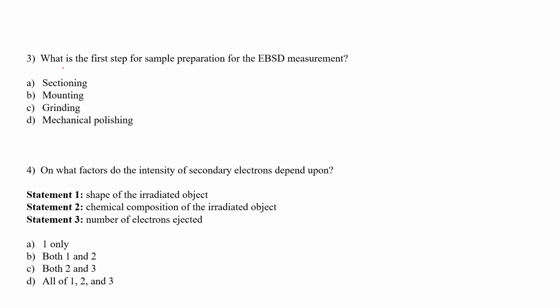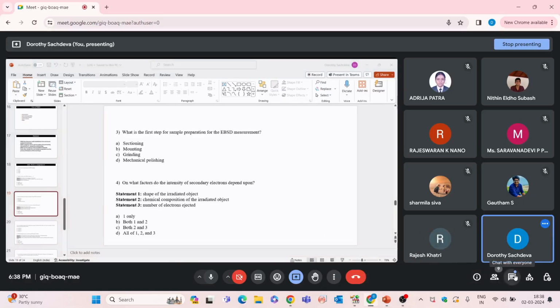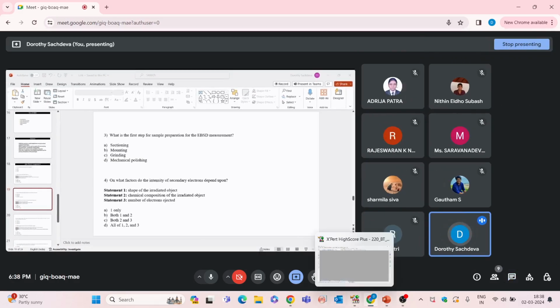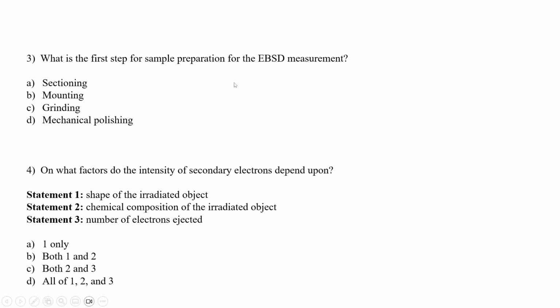The third question says, what is the first step for sample preparation for the EBSD measurement? The first option says sectioning, mounting, grinding or mechanical polishing. So firstly, sectioning will be done. Is there any comment? Yes, Gautam, you are very correct. So firstly, sectioning will be done. The first step for the sample preparation of your EBSD measurement will be sectioning.